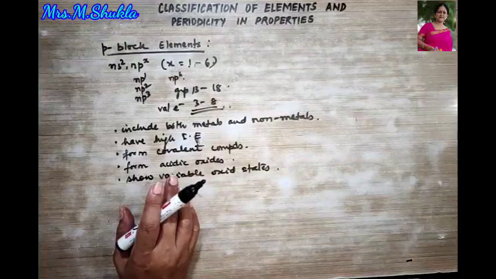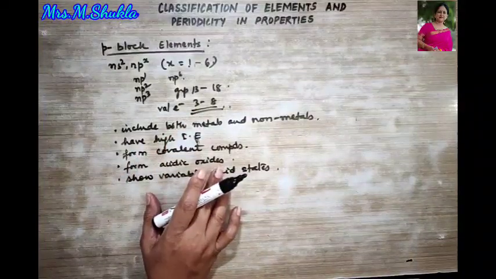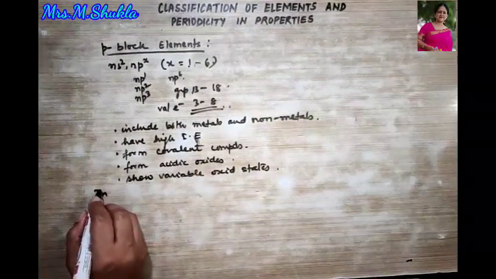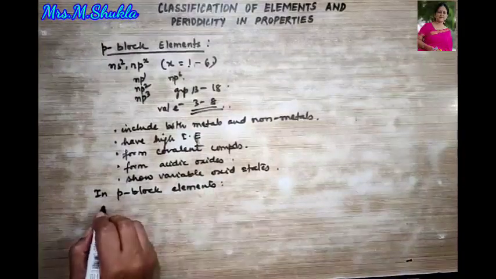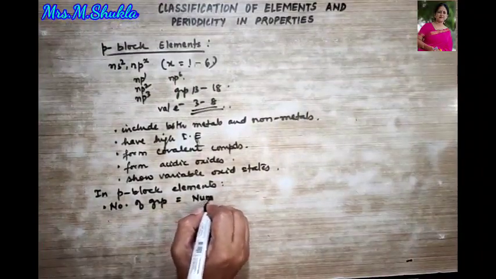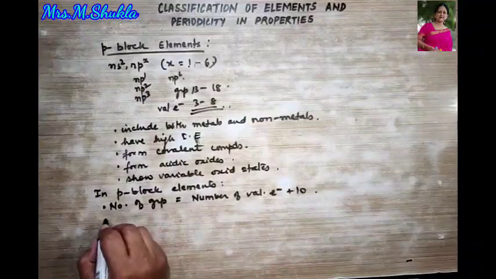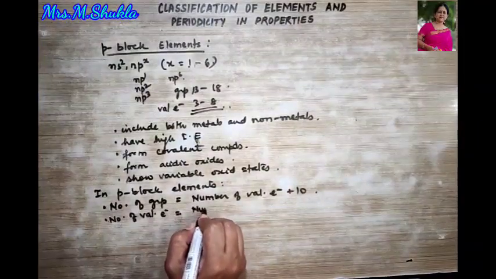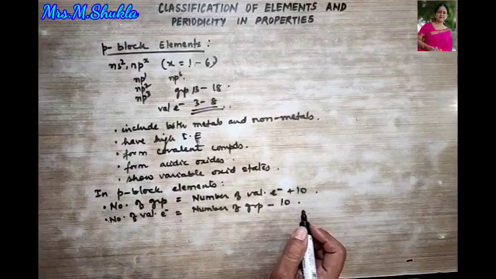Now we need to understand how to calculate the number of valence electrons in the p block elements, right? So there is a certain formula that you should always remember. That is, in p block elements, when you have to find out the number of the group, then it will always be number of valence electrons plus 10. And if you have to find out the number of valence electrons, then you should always use this formula: number of group minus 10. Okay, so let us take a few examples.